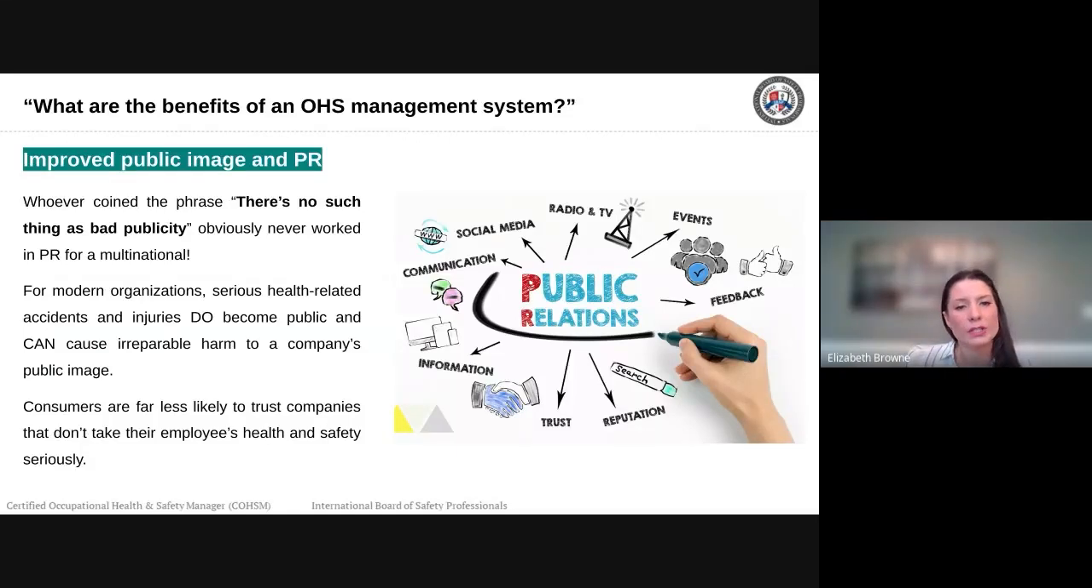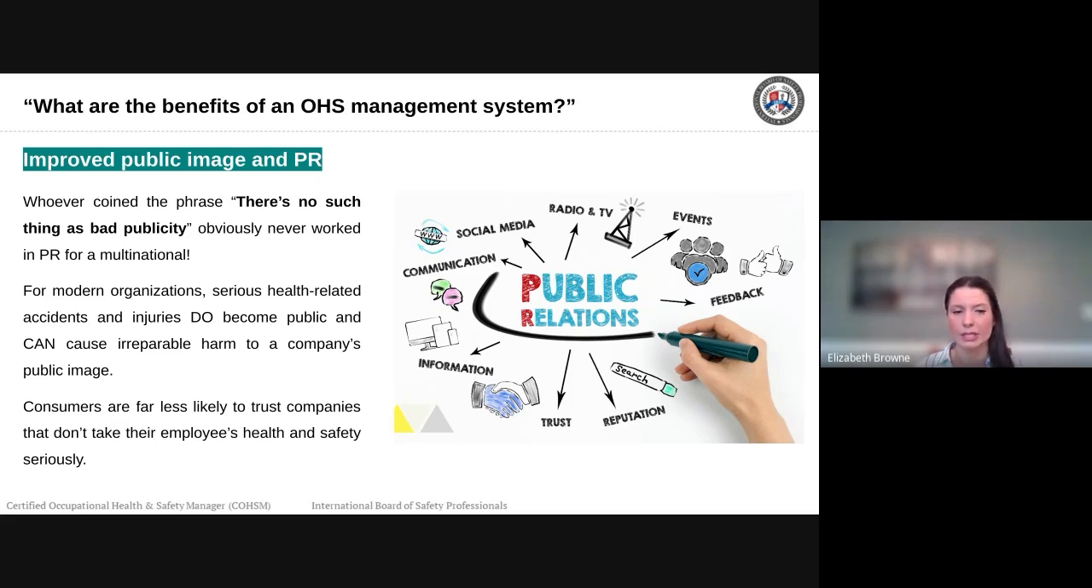An additional benefit is improved public image and public relations. I think we've all heard the phrase, there's no such thing as bad publicity. But for anyone who has said that phrase, that might be true for maybe actors or people in the spotlight. But it is certainly not true for public relations for a multinational company. There is absolutely such a thing as bad publicity. Having serious health-related accidents and injuries become public can cause irreparable harm to a company's public image.